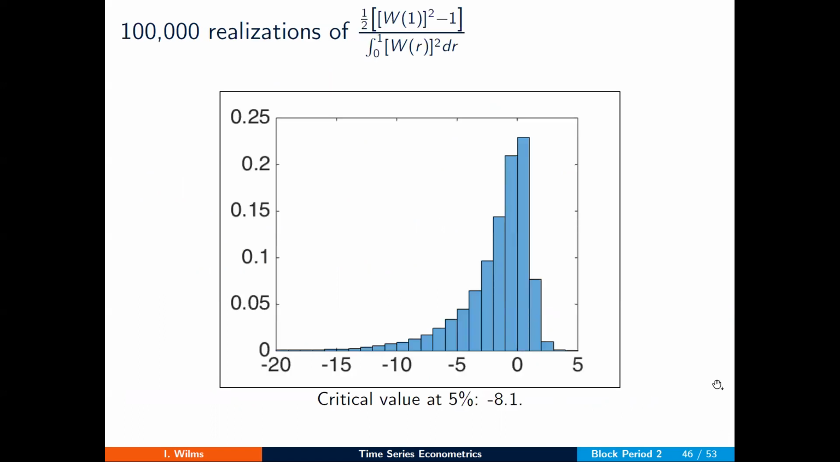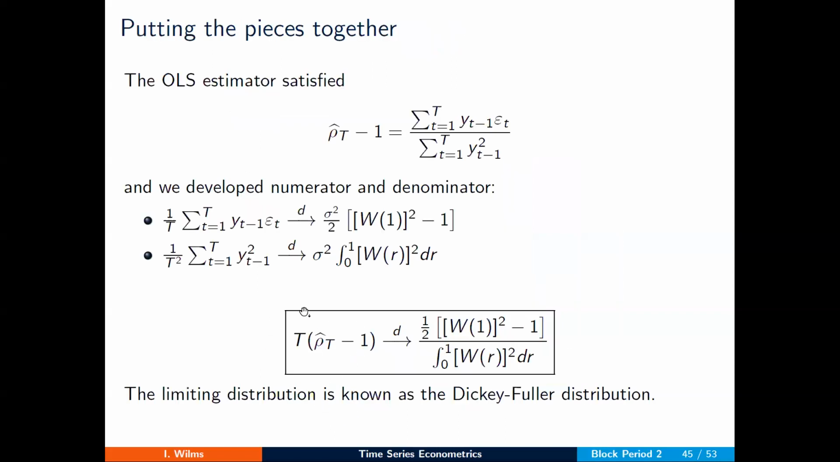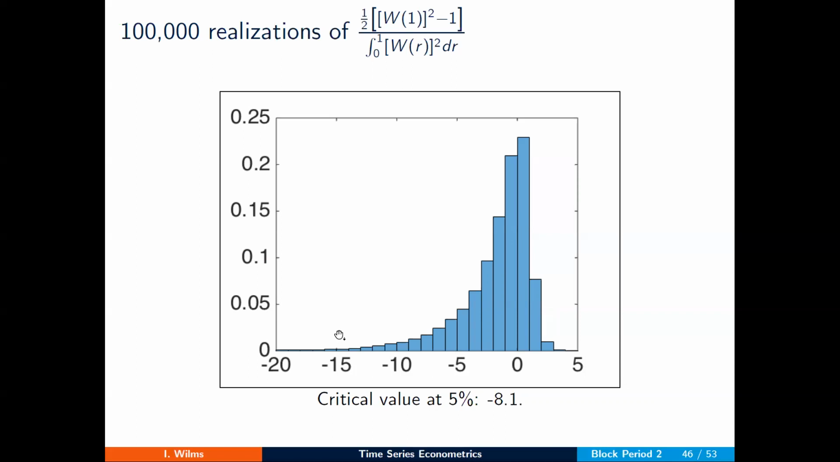So how can we do inference based on this limiting distribution? Well, here on the slide, you see a histogram of 100,000 realizations of this distribution. In practice, you can take the alpha quantile for a test of size alpha. And if the value of the test statistic, which is nothing more than this guy over here, the sample size times the estimate of rho minus 1, falls below the critical value, so it's more extreme than the critical value, then you reject the null hypothesis. Otherwise, you do not reject the null.